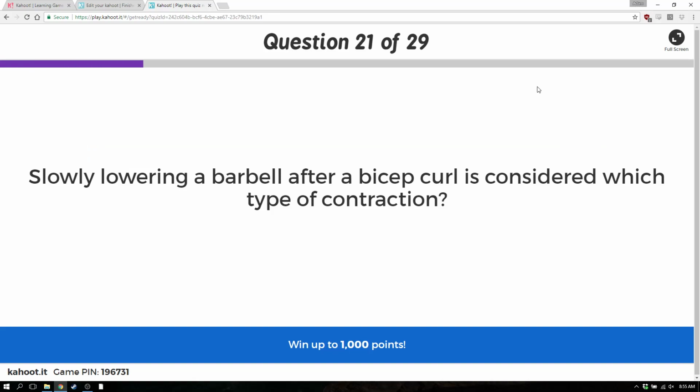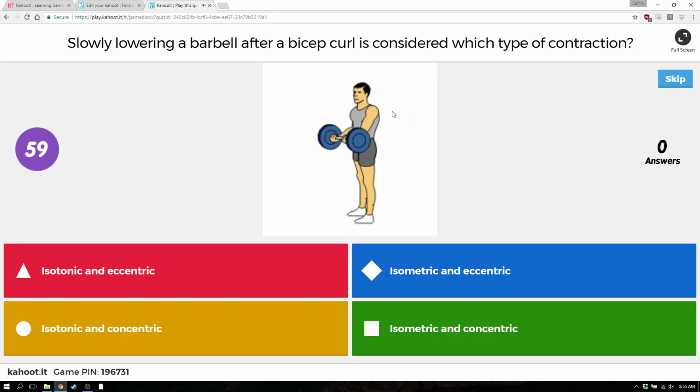Okay, slowly lowering a barbell after a bicep curl is considered which type of contraction? So I have a little GIF here. So the downward phase here. It's isotonic, it's isometric. This guy's very serious about his bicep curls, as you can tell. He's probably in the squat rack doing it.